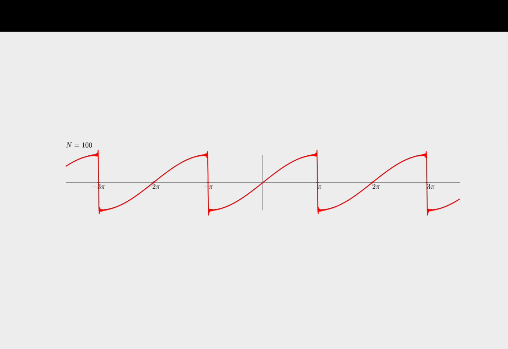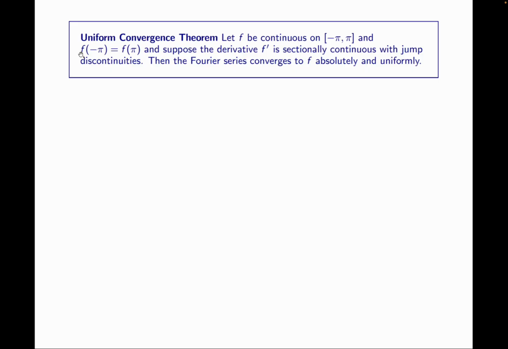So in order for there to be any hope of uniform convergence, I would need not only that my function be continuous, but that it could be continuously extended periodically across the entire real line. And that would require that f of negative pi and f of pi are equal. And that brings us to the uniform convergence theorem.